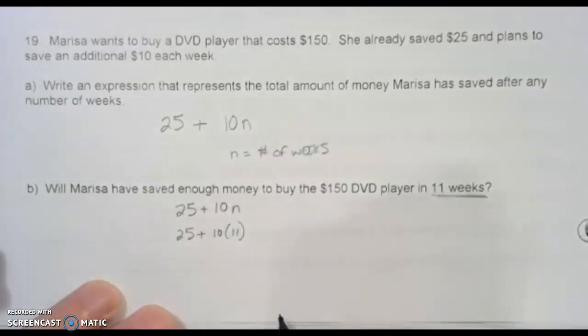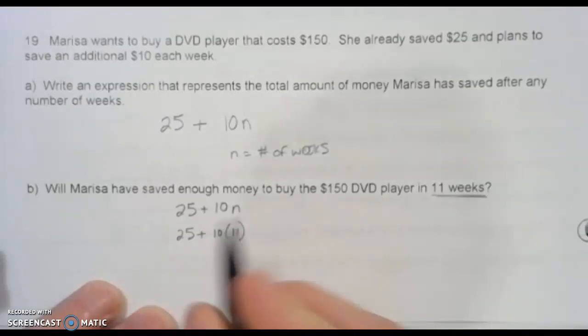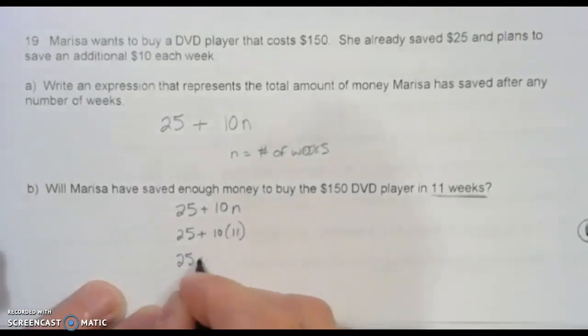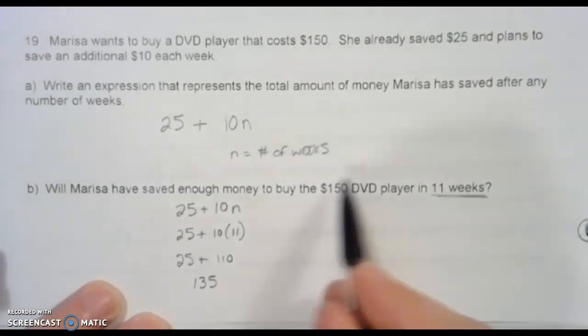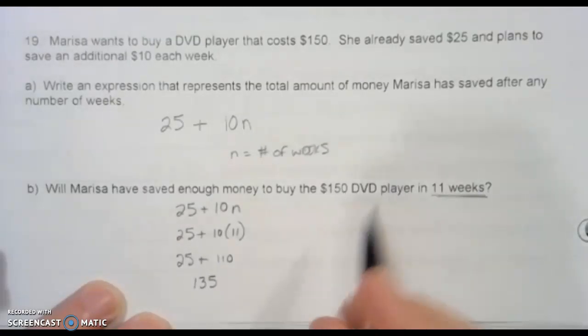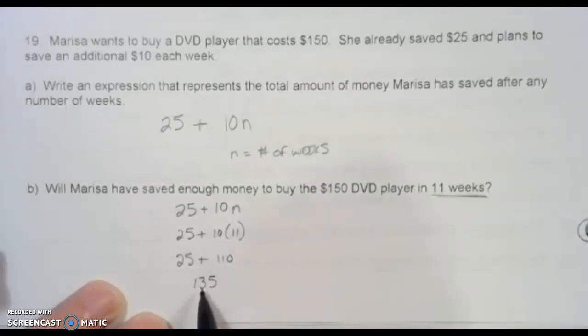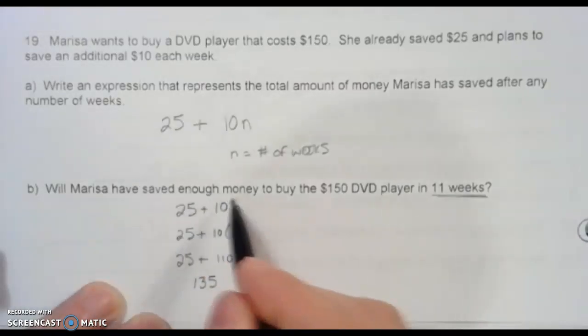Now let's evaluate this. I see addition and a multiplication problem. I'm going to have to multiply first. 10 times 11 is 110. So this is 25 plus 110. And when you add 25 and 110, you get $135. And so if the DVD player costs $150 and we've only saved $135, will Marissa have saved enough money?